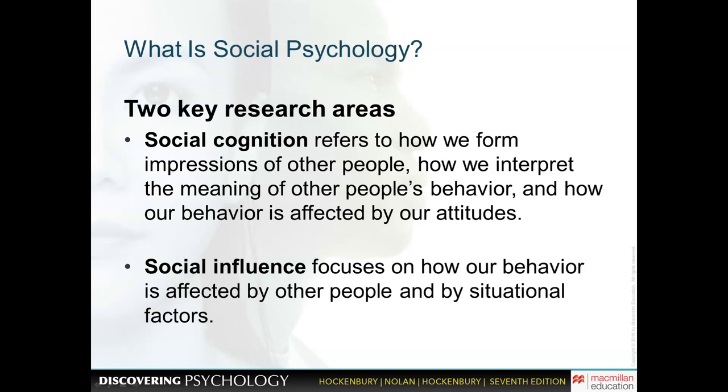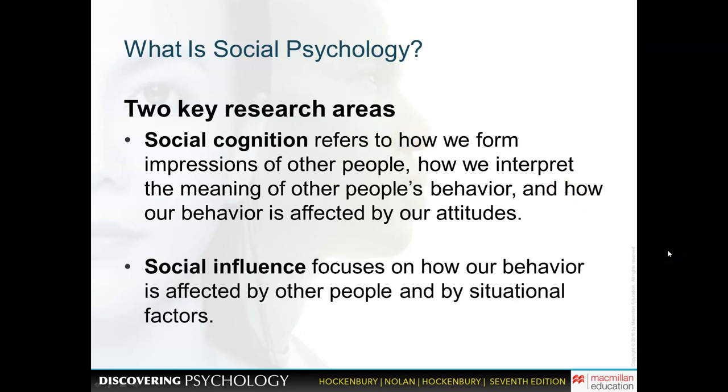Okay. The other key research area that we want to be aware of is what's known as social influence. Basically, that's when we are more focused on how our behavior is affected by other people and by situational factors. So when we attribute our behavior as being the result of how somebody else is behaving, or certain scenarios in which we are engaged, that cause us to engage in different types of cognition that result in how we interpret the meaning of other people's behavior or how our behavior is being affected by our own attitudes.